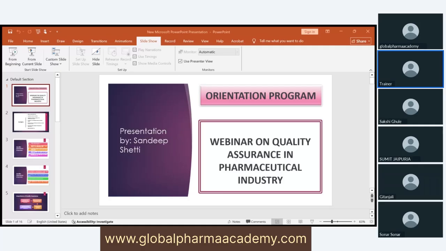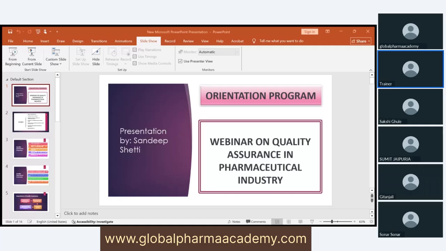And finally, this is achieved by setting standards or procedures and monitoring the KPIs. KPIs are key performance indicators. So these are the importance of the quality assurance department in any organization.